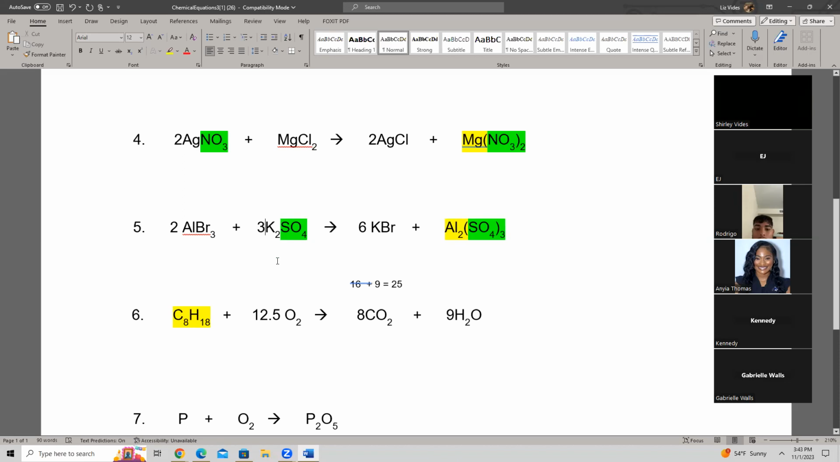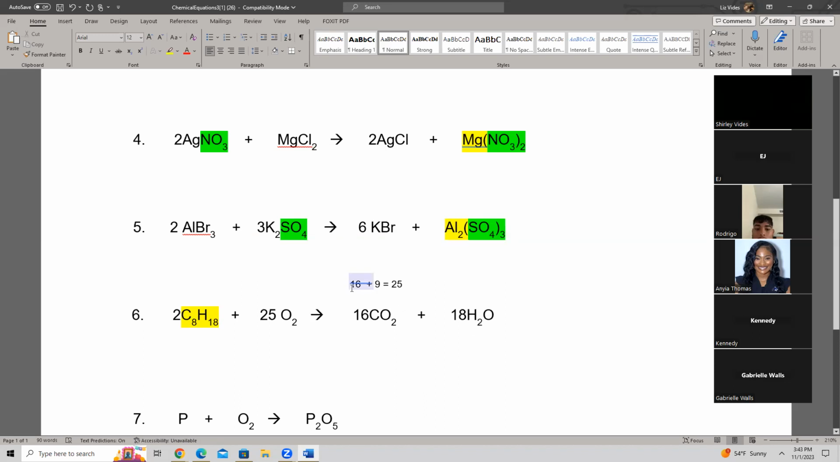So the solution here is to double everyone. So this becomes a 2. This becomes a 25. This becomes a 16. And this becomes an 18. Right? And now everybody's balanced.